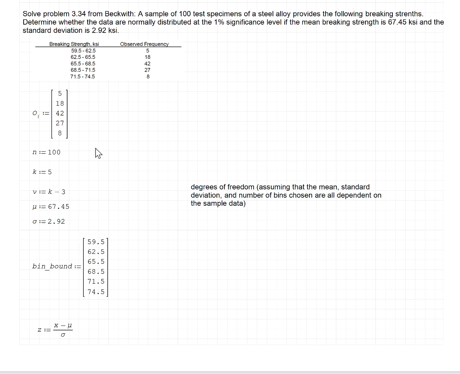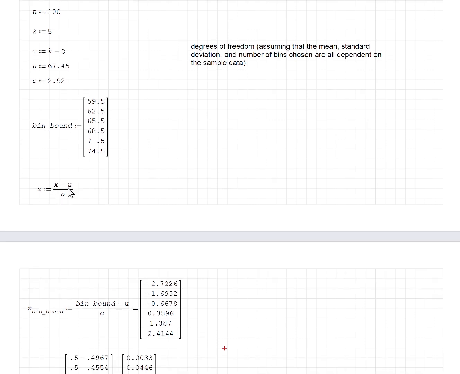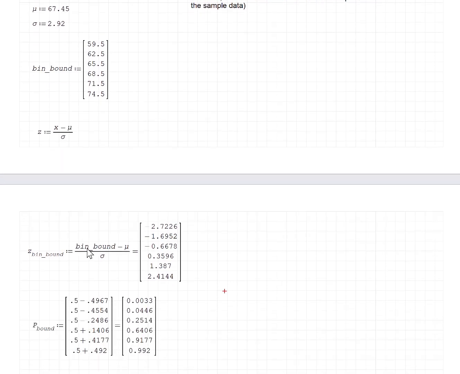So our bin bounds are going to be on the low end, 59. We're going to go all the way up here, and then we're going to have to get the upper side of this top bin. So that's why we've added the 74.5 here, because that's the upper side of the top bin. So then we use the z-table to calculate out what the expected values are going to be. So we have our bin bound, which is 59, minus our mean of 67.45, and we end up with these values here for those z-bin bounds.